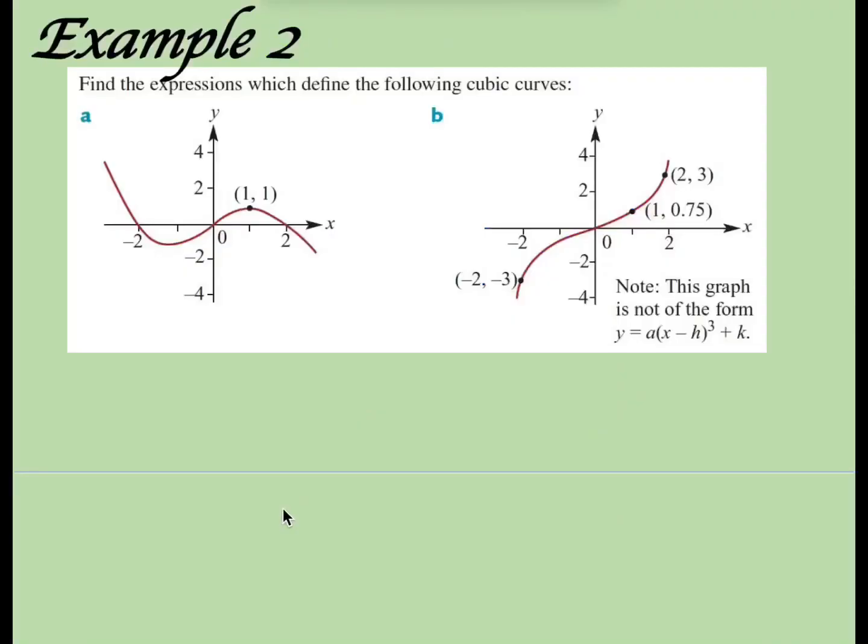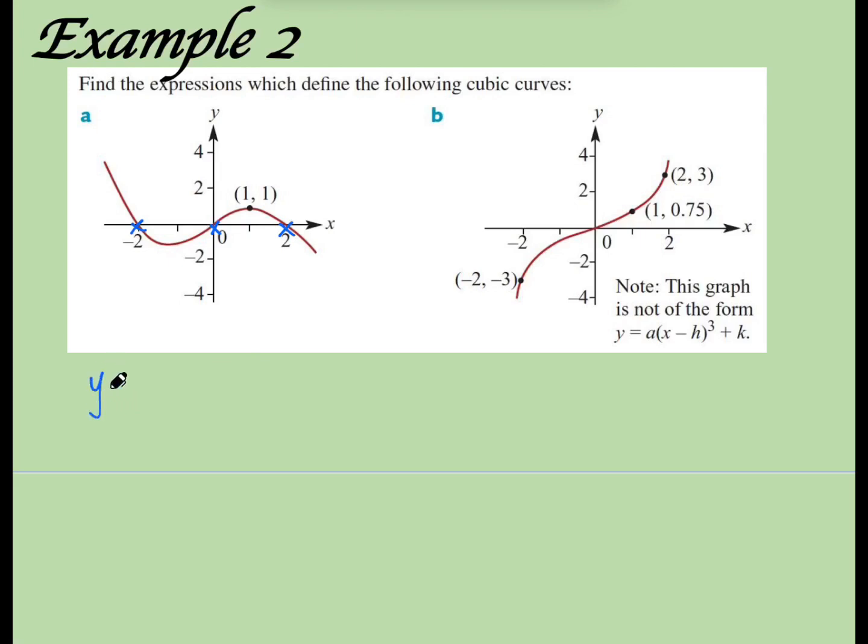In example 2, for part A, the graph is climbing down double hills. Therefore, we are going to use the factorized form. And looking at the number of x-intercepts, there are 3.